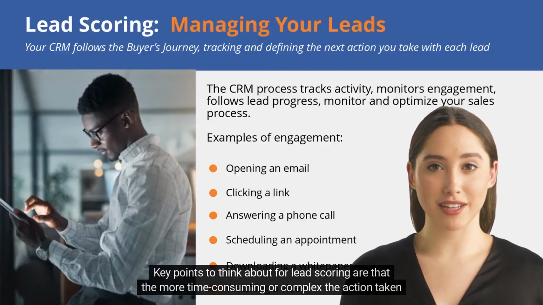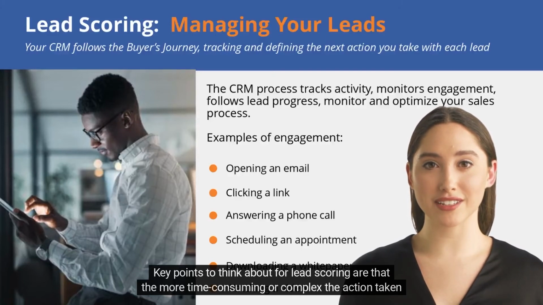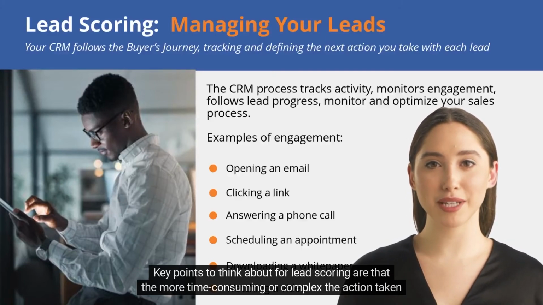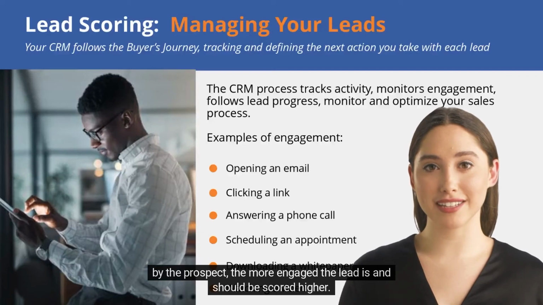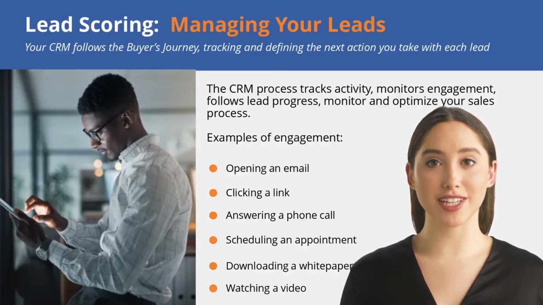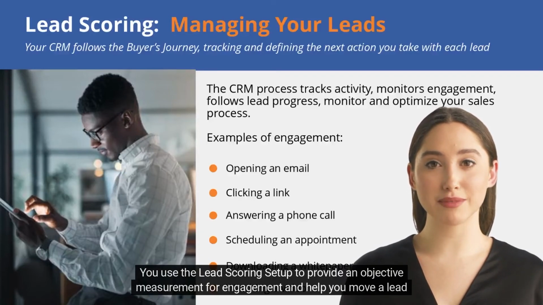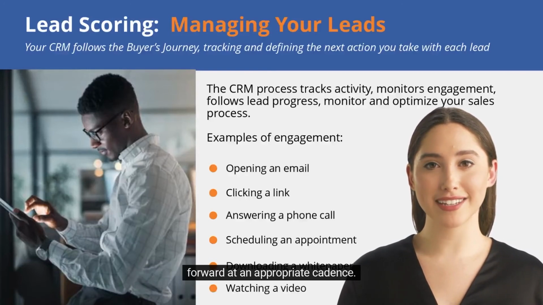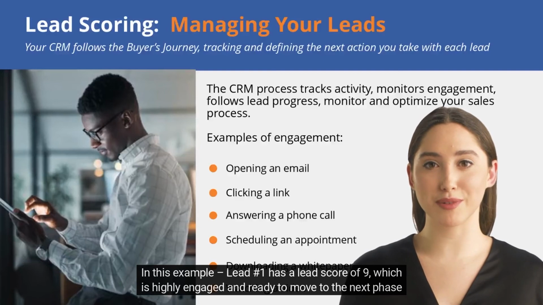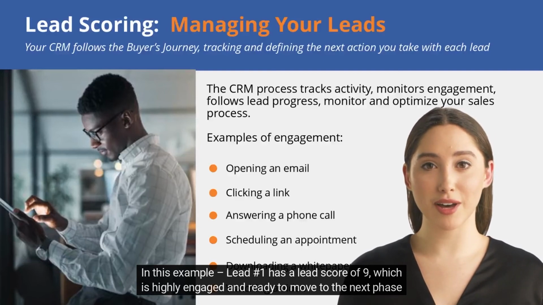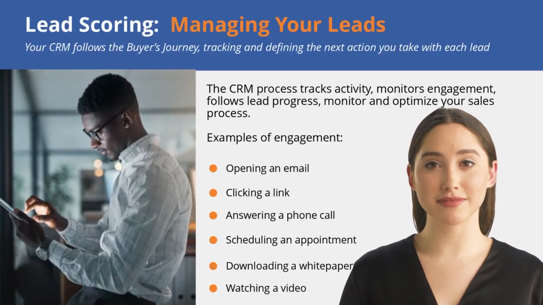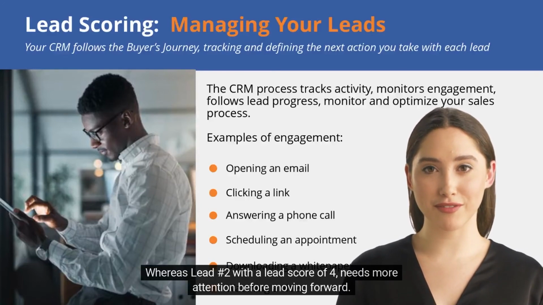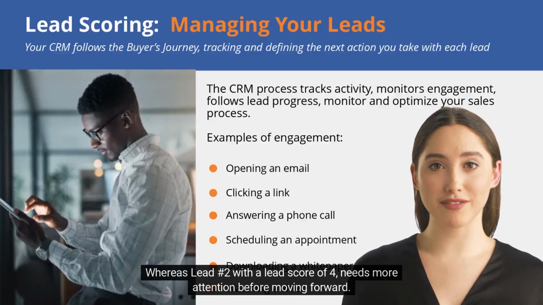Key points to think about for lead scoring are that the more time-consuming or complex the action taken by the prospect, the more engaged the lead is and should be scored higher. You use the lead scoring setup to provide an objective measurement for engagement and help you move a lead forward at an appropriate cadence. In this example, lead 1 has a lead score of 9, which is highly engaged and ready to move to the next phase in the sales process, whereas lead 2 with a lead score of 4 needs more attention before moving forward.